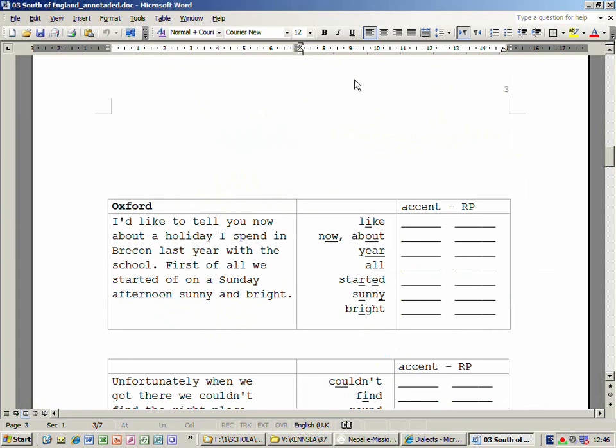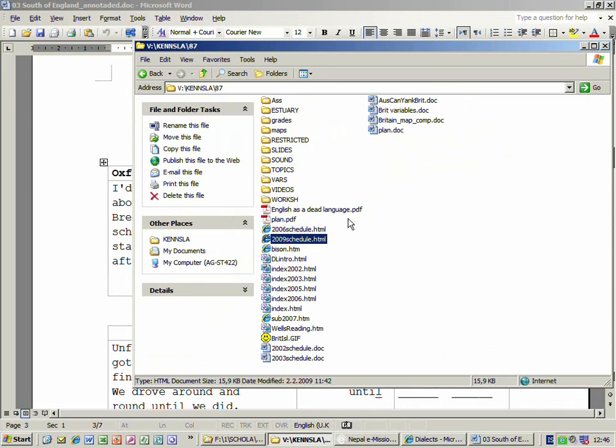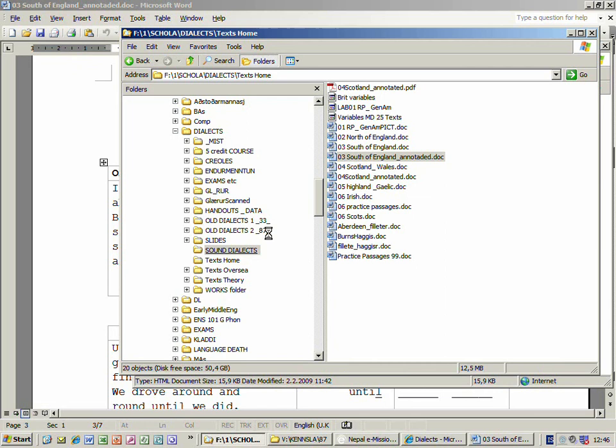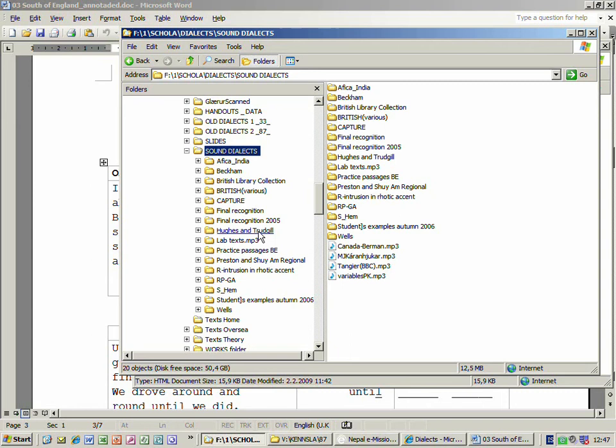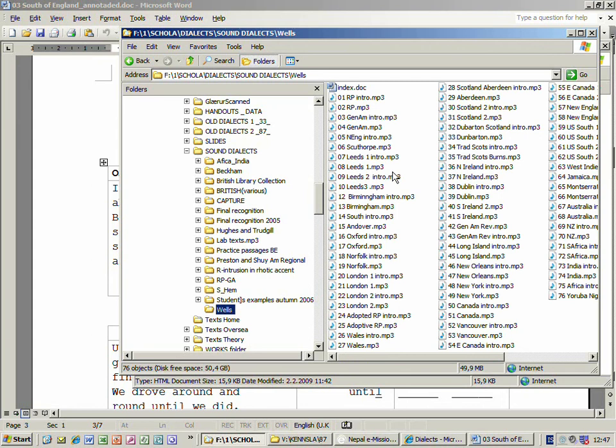I think we should listen to Oxford now, because Oxford has a much clearer diphthong shift than we have heard so far. Let's listen to Wells's introduction on Oxford, what he has to say about Oxford.